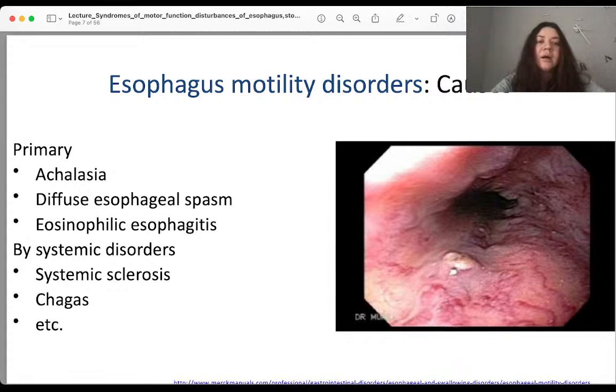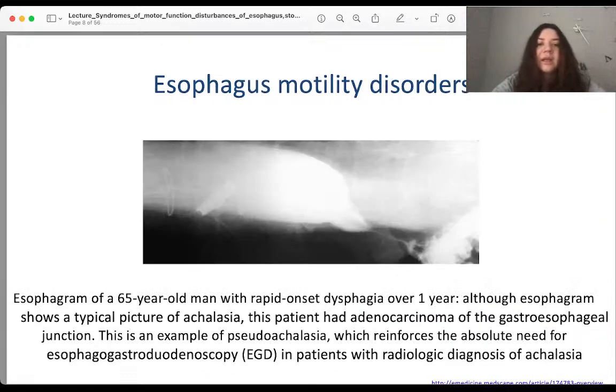Causes. There can be primary causes of esophageal motility disorders like achalasia, diffuse esophageal spasm, and eosinophilic esophagitis, inflammatory disorders that lead to narrowing too. And it can be secondary due to other systemic disorders such as systemic sclerosis, Chagas disease, etc.